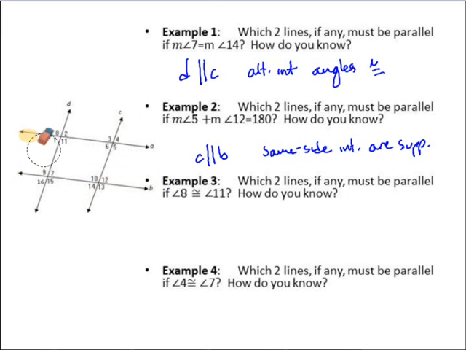Erase. Let's see what we've got. If 8 is congruent to 11, well, 8 and 11 are vertical angles. I recognize that right away. The only lines involved in making 8 and 11 are this one and this one. Those two lines intersect. They certainly aren't parallel. So, none. And it's because we don't have enough info.